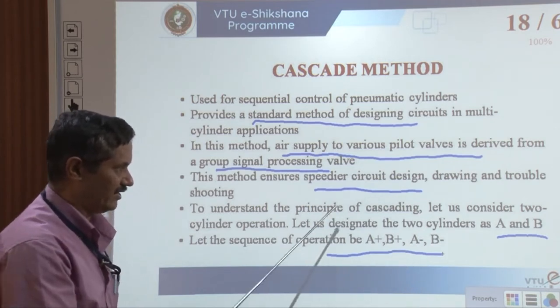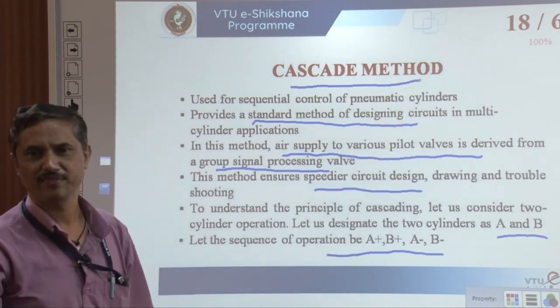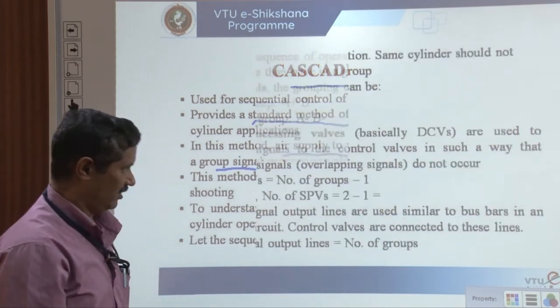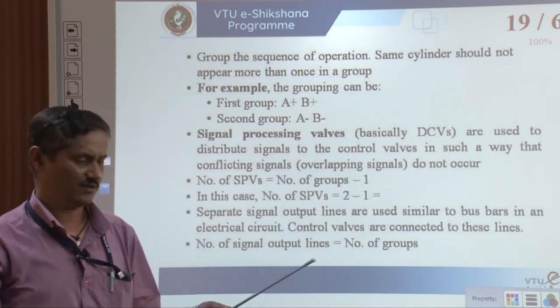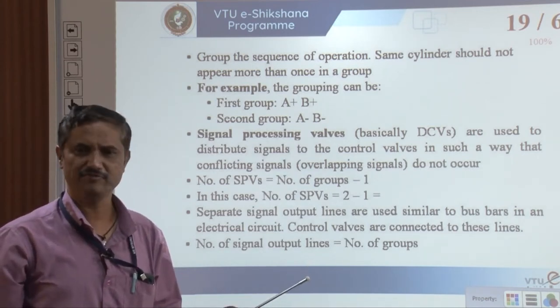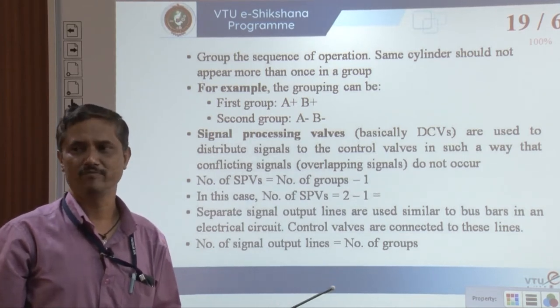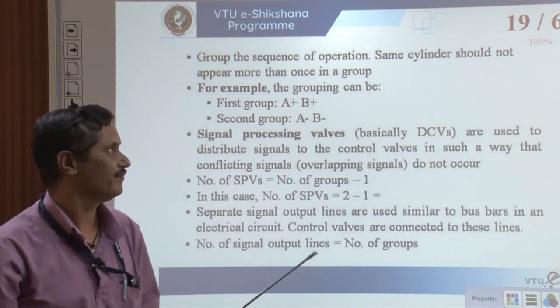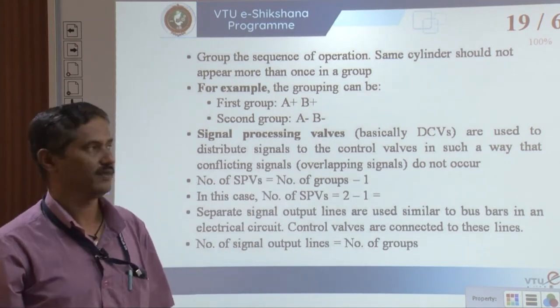So, we are trying to execute this motion using a cascade method. Let me tell you, this is not so simple. You have to understand some rules. What are the things that you have to know before you go for a cascading method?